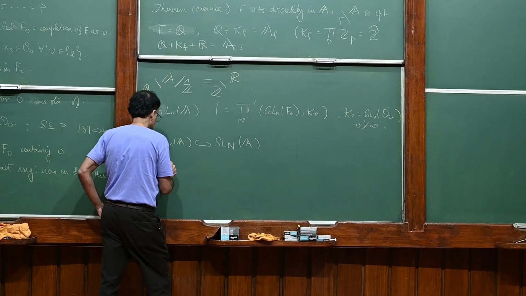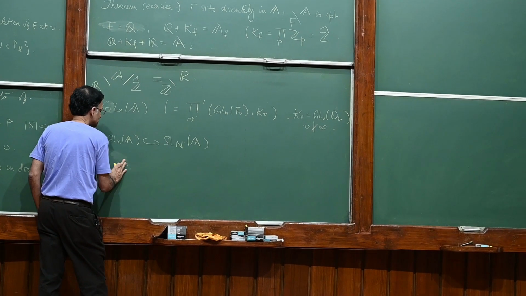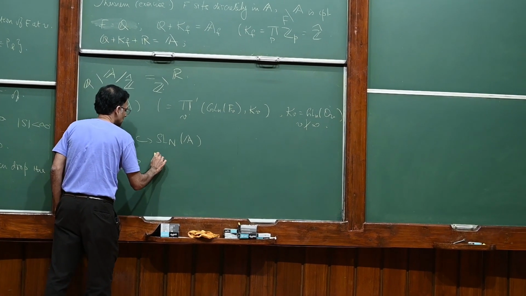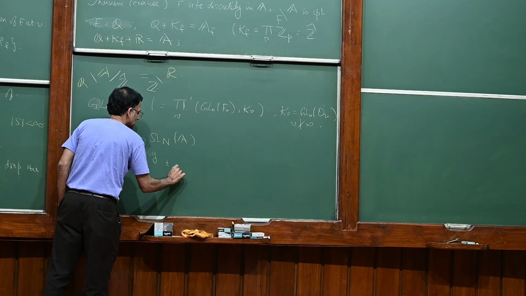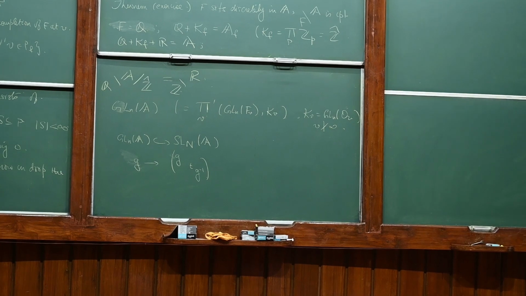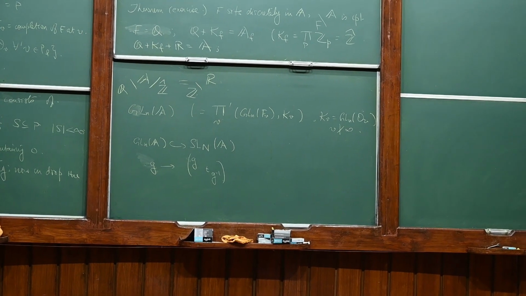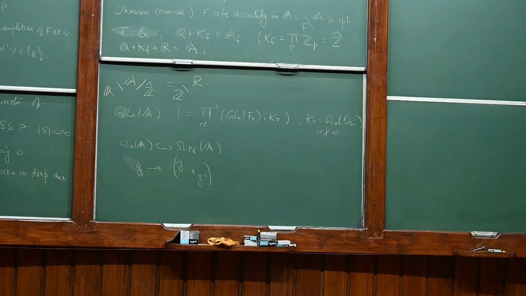In fact, we may as well take capital N to be 2n, and by sending g to g transpose g. So this is actually, yeah. So A mod Q itself is compact, right? Yeah, A mod Q is compact.